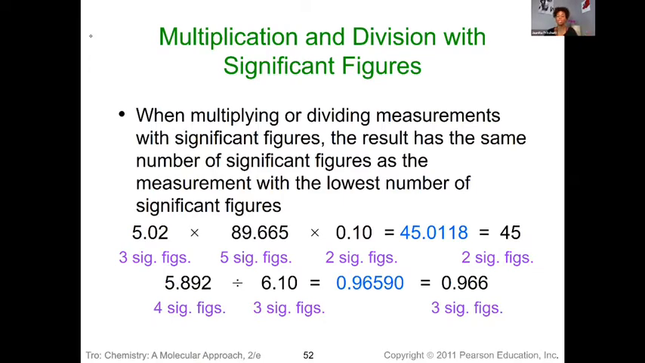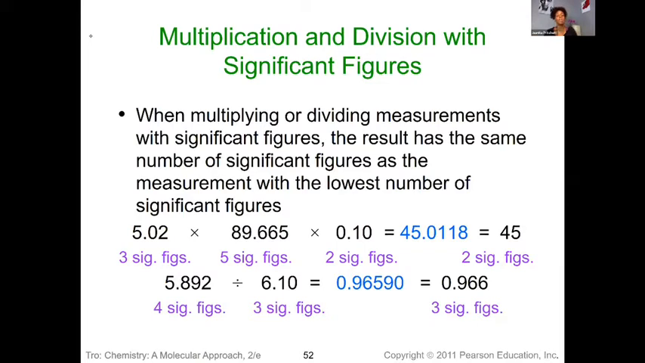There are going to be two main sets of rules we're dealing with: one for multiplication and division processes, and the other for addition and subtraction. When we're multiplying and dividing measurements, the rule is as follows. Your answer will have the fewest number of significant figures used overall in the operation. You write out all the numbers that your calculator spits out, but then you round at the end to show the appropriate number of significant figures.